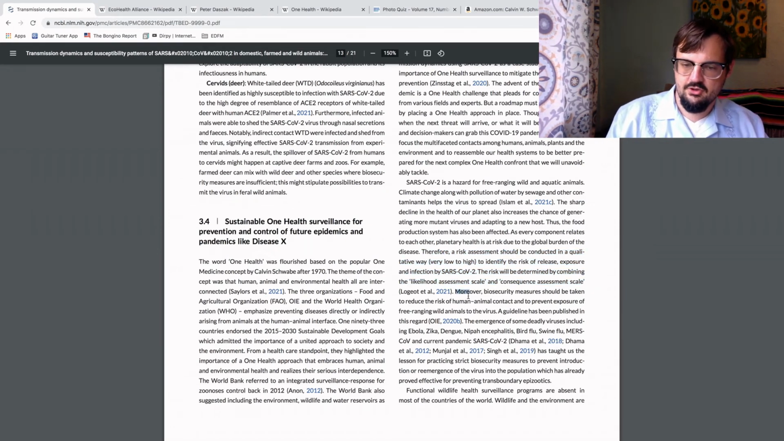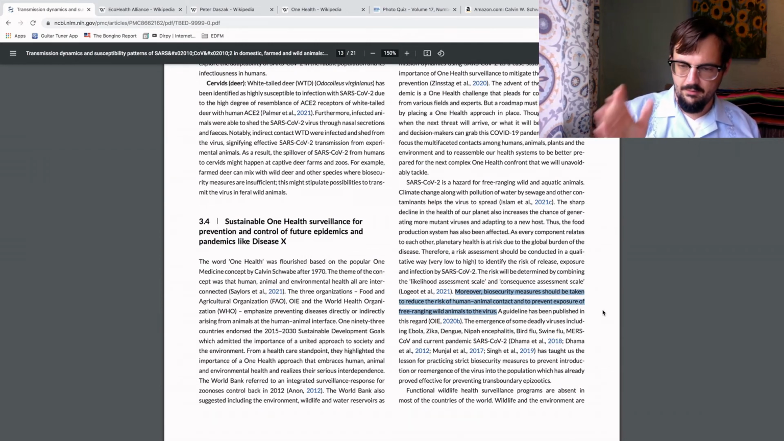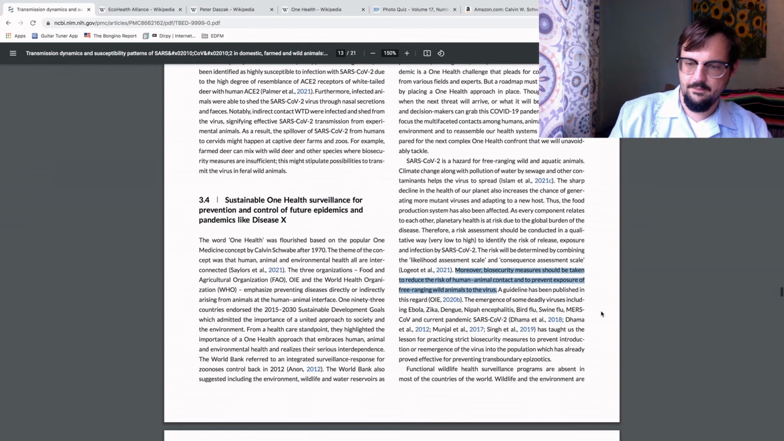Moreover, biosecurity measures should be taken to reduce the risk of human-animal contact and to prevent exposure of free-ranging wild animals to the virus. So, we need to centralize and control and certify the entire food system. By the way, this already happened 100 years ago. This is why the FDA and the USDA exist in the first place. This is why you can't drink raw milk, and so on and so forth.